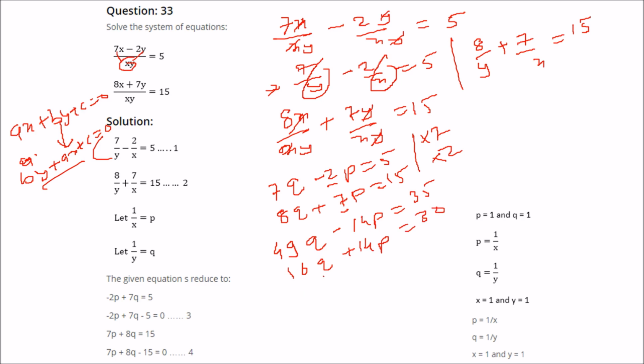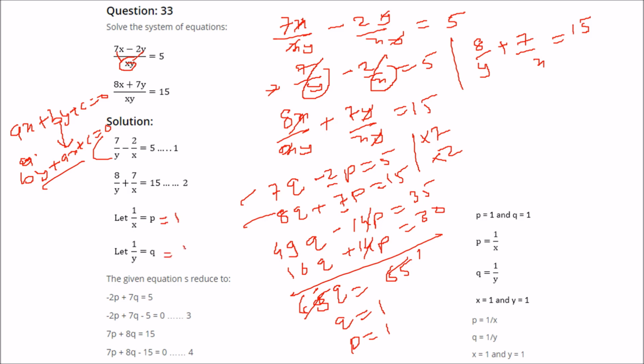Here we get, add them. This gets cancelled. 49 plus 16 is 65q, and 35 plus 30 is 65. So q will be 65 by 65. This is 1. So q is 1. Now q is 1, put it in any of these equations, you will get p as 1. Now what was 1 by x? It was p, so it was 1. And q is also 1. So x is 1, y is 1. This is your solution.